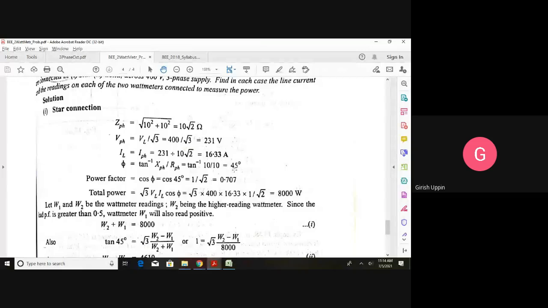Once you know angle phi is 45 degrees, the power factor cos phi is equal to cos 45 degrees, that is 1 by root 2, 0.707. And what would be the total power? Root 3 into VL into IL into cos phi. We know VL, we know IL, we know cos of this angle. You can directly calculate root 3 into 400 into 6.33 into 1 by root 2. You get it as 8000 watt.